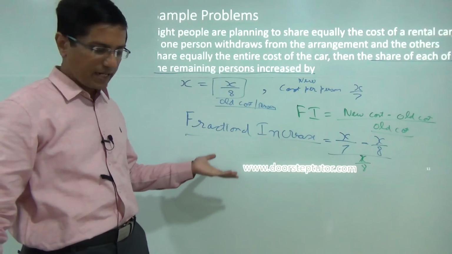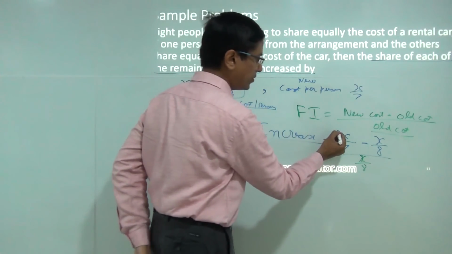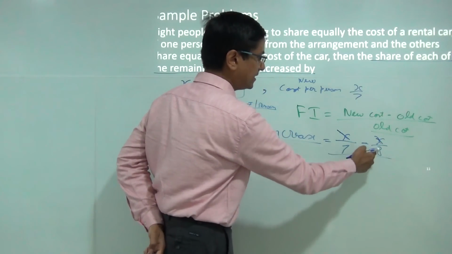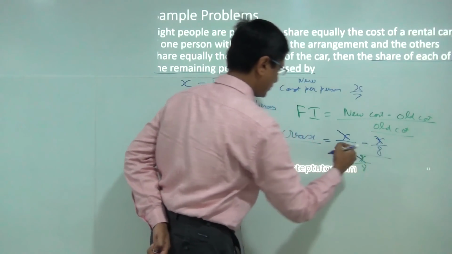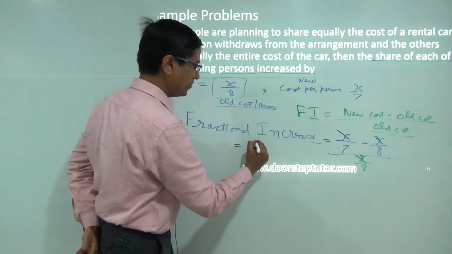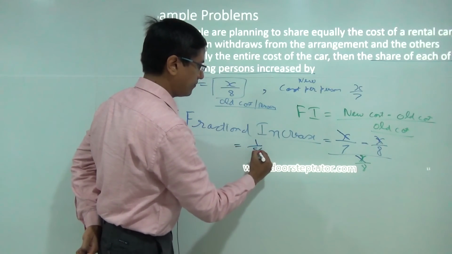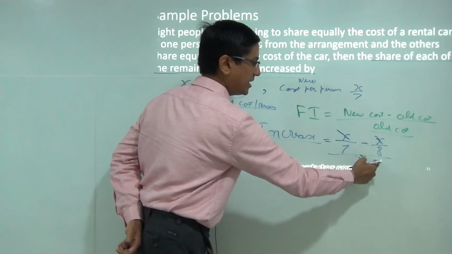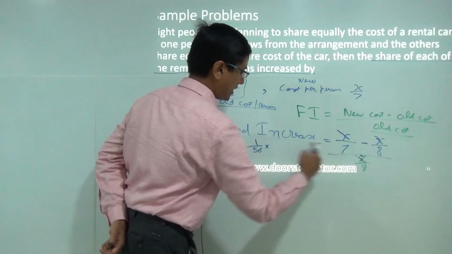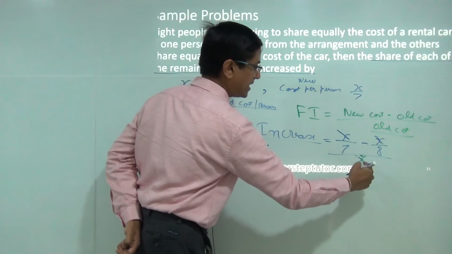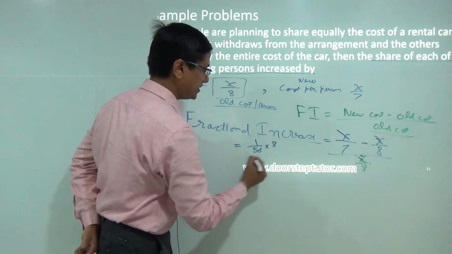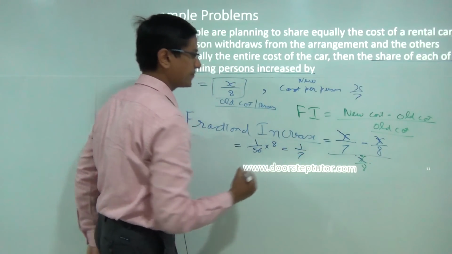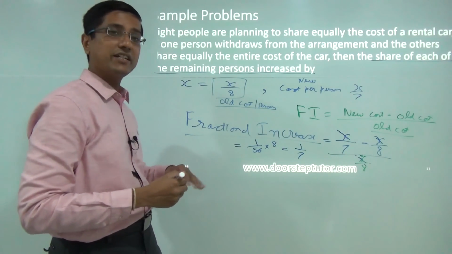And now I can quickly solve this. Notice that x and x cancel. I solve this top thing and I get 1 by 56, right? And then the denominator, I can bring it to the top. I convert it to multiply and I take the reciprocal of 1 by 8, which is 8. This is nothing but 1 by 7. So that's the fractional increase in cost.